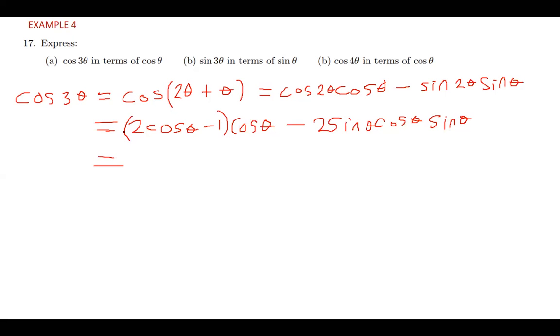When you multiply this cos theta with 2 cos squared theta minus 1 there, you get 2 cos cubed theta, and then this cos theta times negative 1 there, you get negative cos theta, minus, and then this 2 sine theta cos theta times sine theta there, you get 2 sine squared theta cos theta like that.